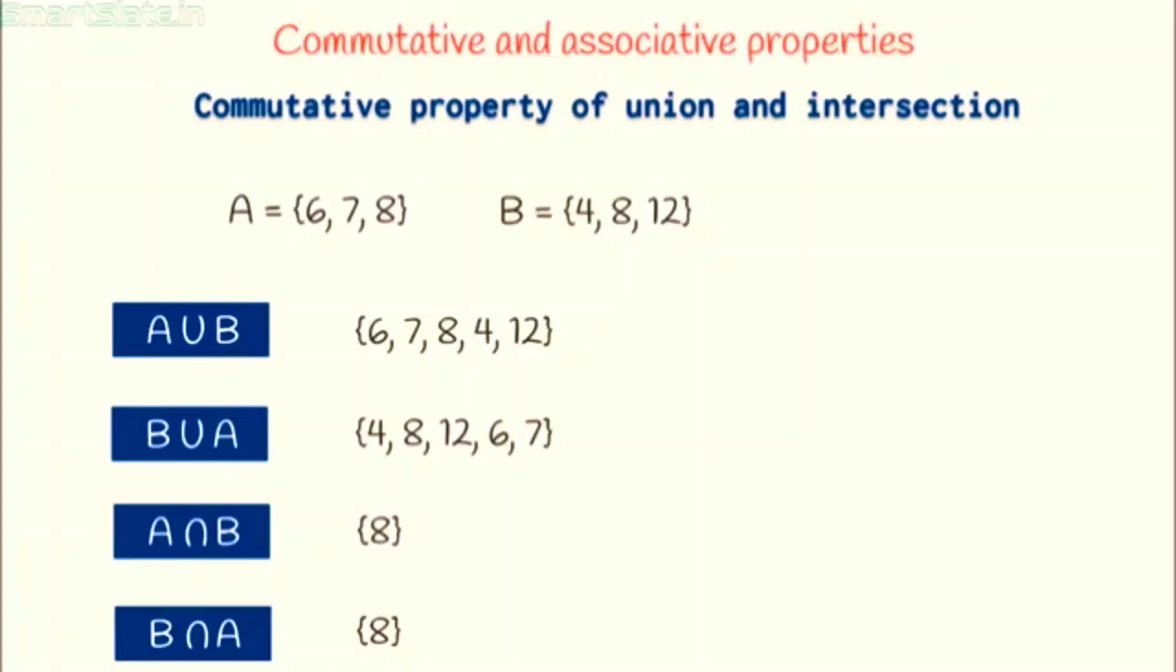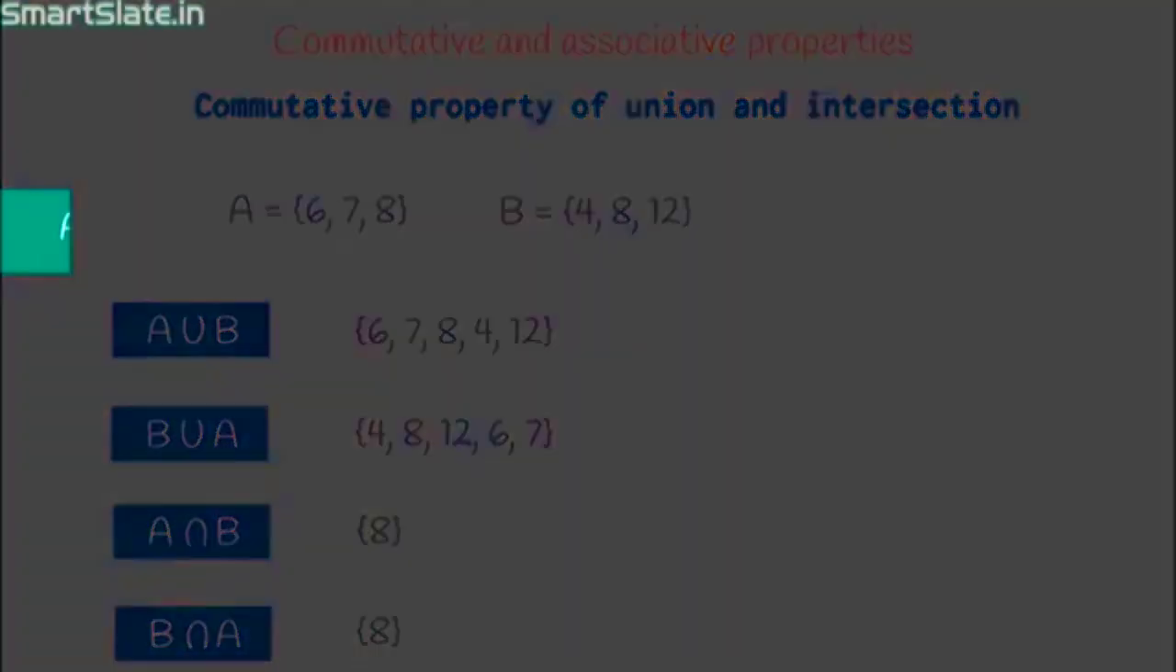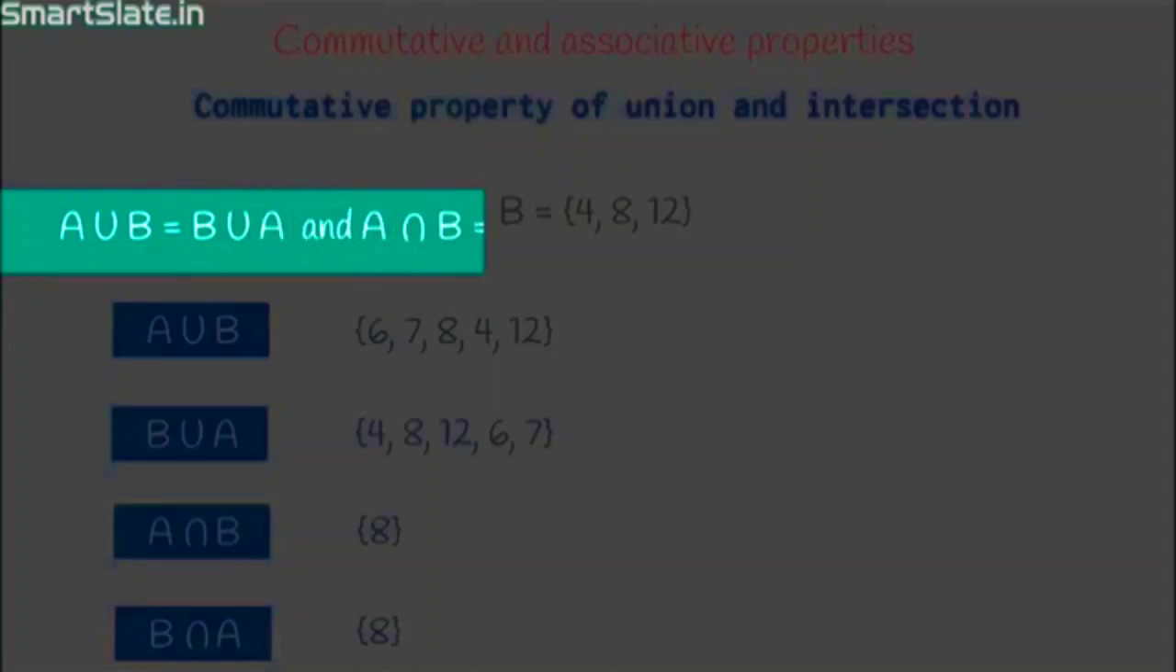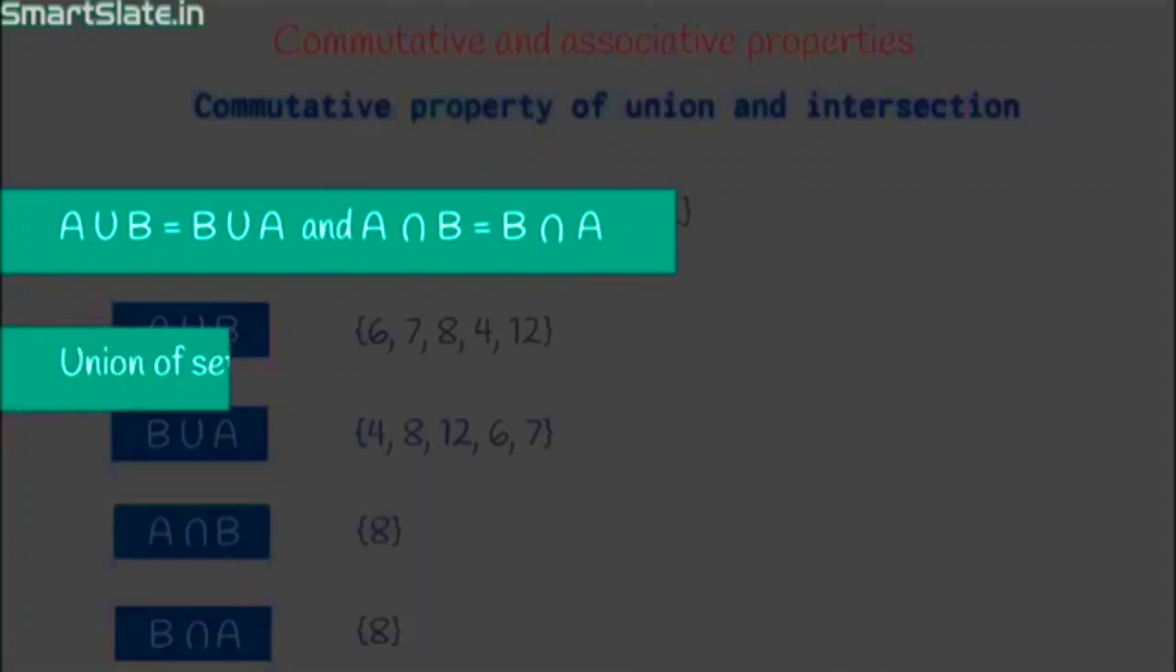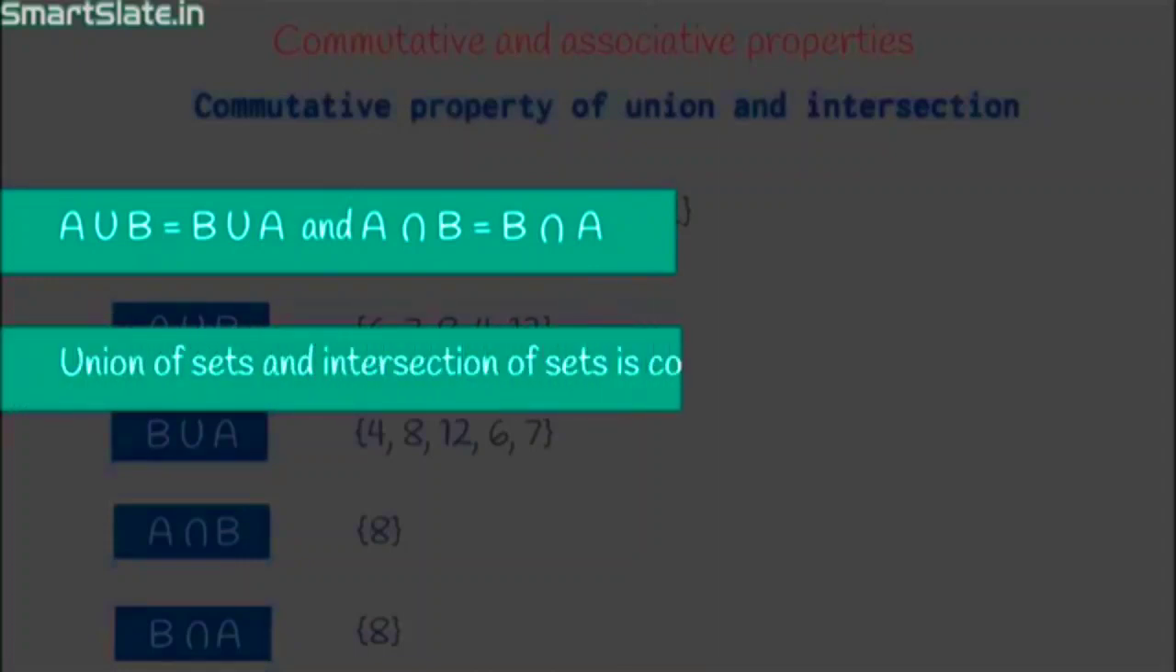So A union B is equal to B union A, and A intersection B is equal to B intersection A. So union of sets and intersection of sets is commutative.